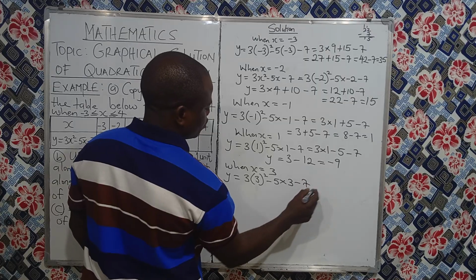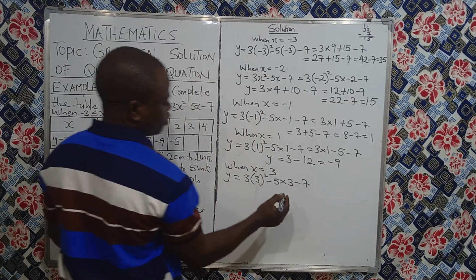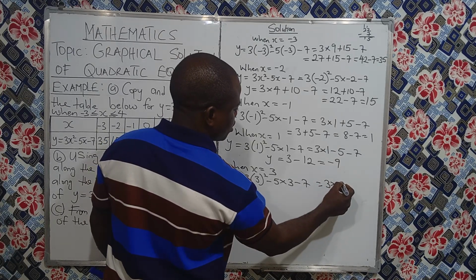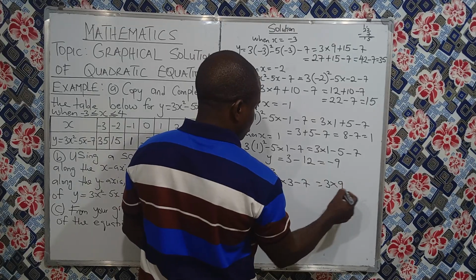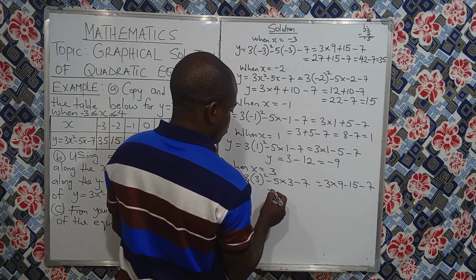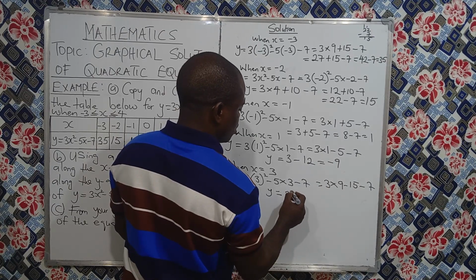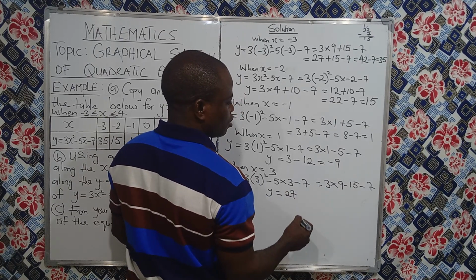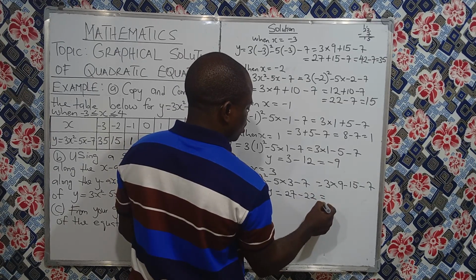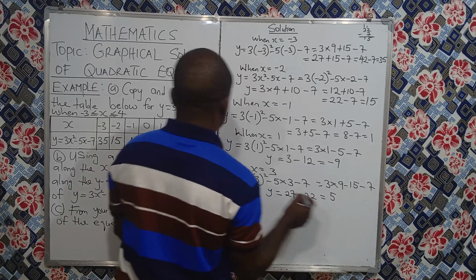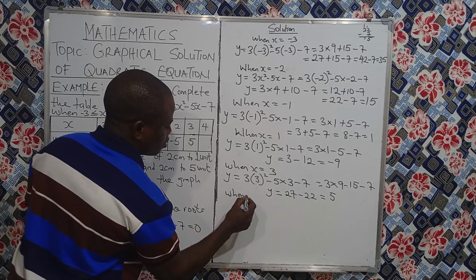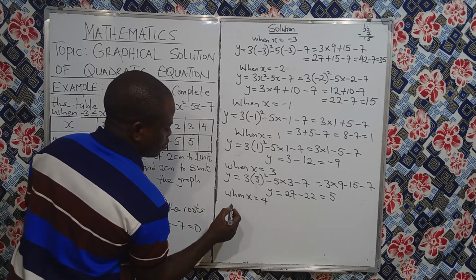When x equals 3, let's say our y equals 3 into 3 squared minus 5 times 3 minus 7. I'm still using the same equation, which is 3 times 3 squared, that's 3 times 9, that's 27, minus 5 times 3 is minus 15, minus 7. Let's add the negatives together, that's minus 22. 27 minus 22, that's 5. This is 5.